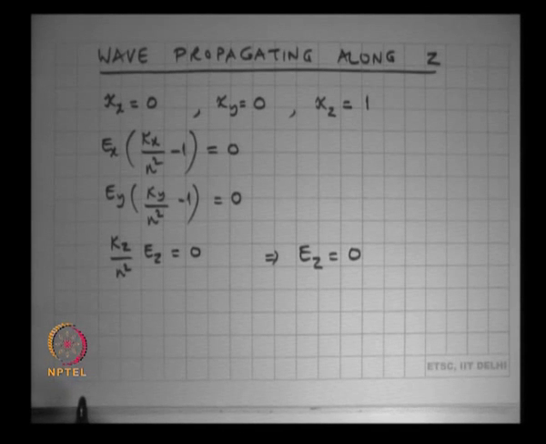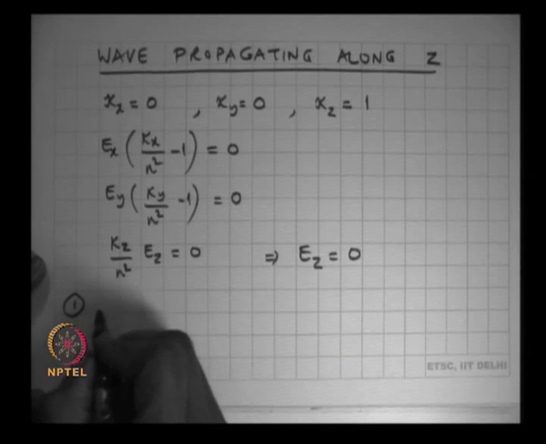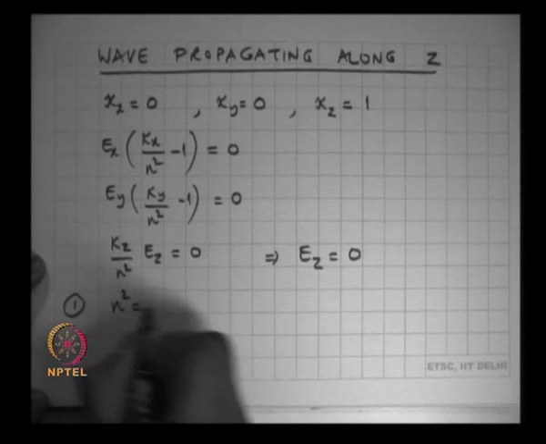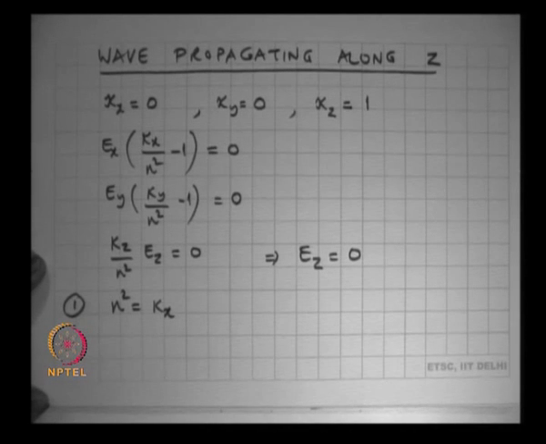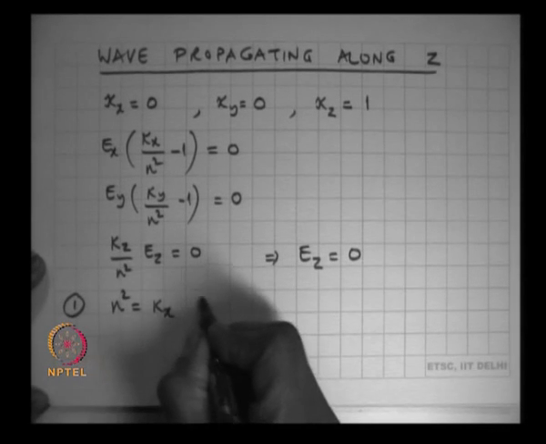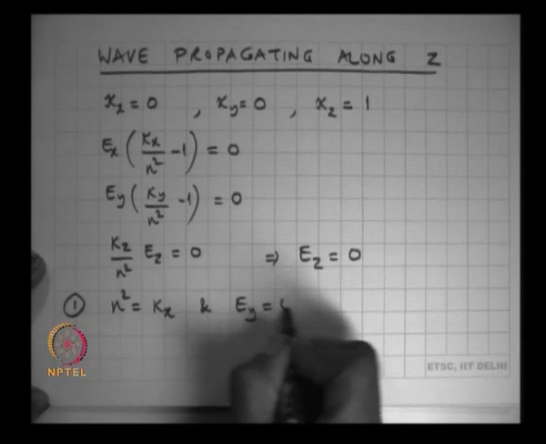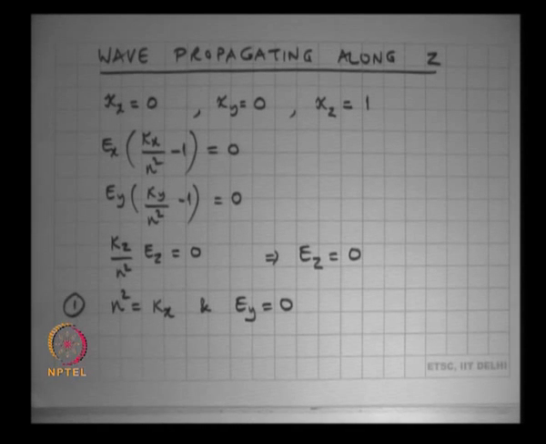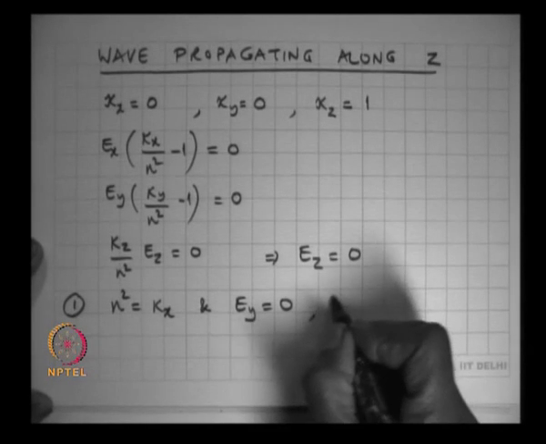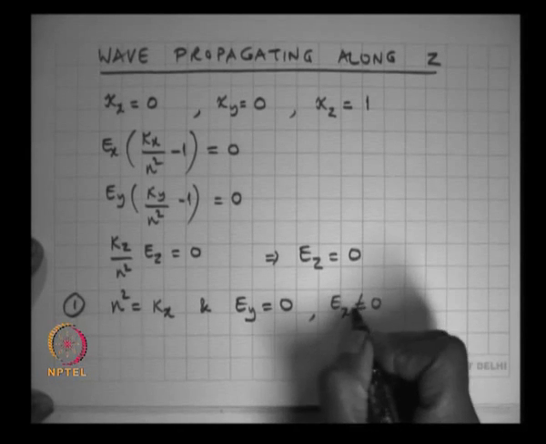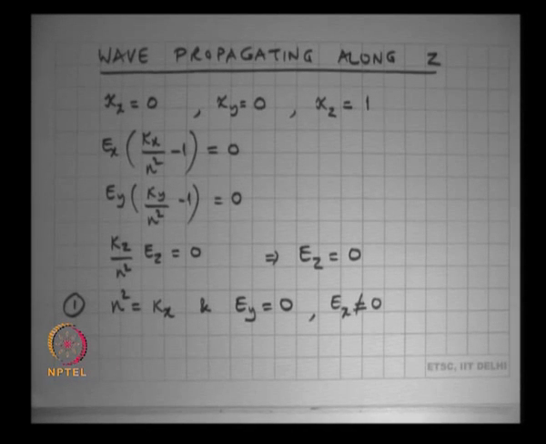So, I can satisfy these two equations under two conditions. The first solution is I can have n square is equal to kx, which will satisfy the first equation, and Ey is equal to 0, which will satisfy the second equation. So, if I choose n square is equal to kx as a solution, the first equation is satisfied, and by choosing Ey is equal to 0, the second equation is satisfied, and of course, Ex must not be equal to 0, because if Ex is also 0, the electric field itself is 0. So, that is the first solution.